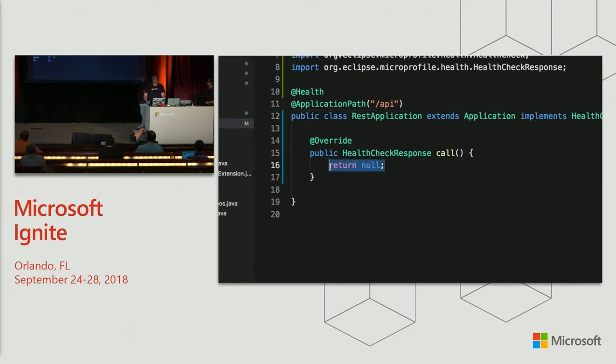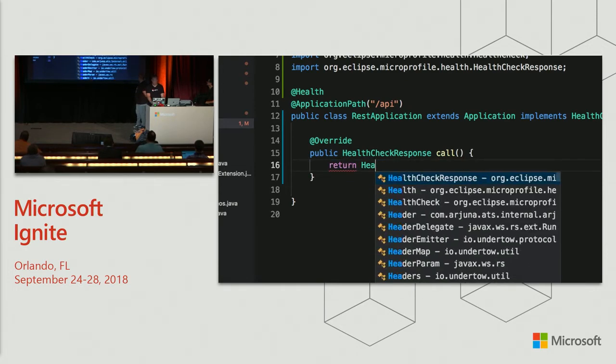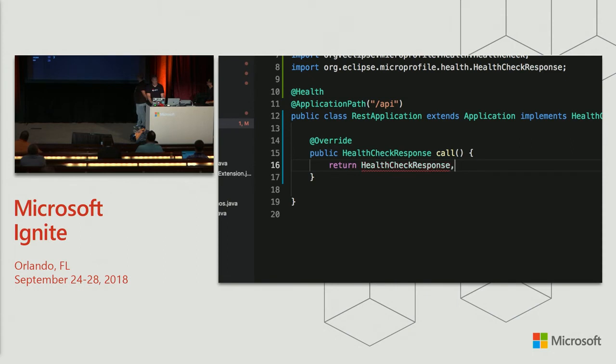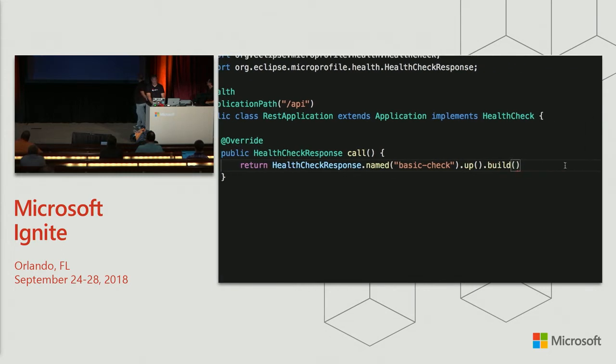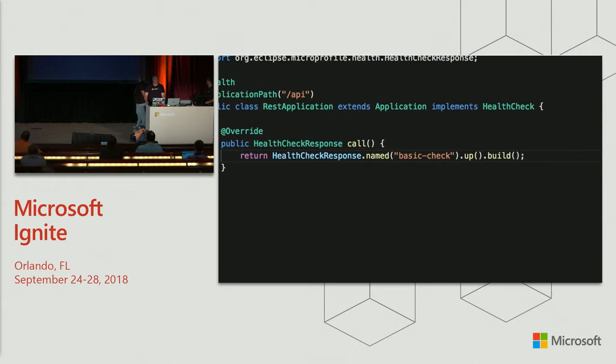I can do, as I mentioned, whatever I want here. I'm just going to do a very simple response. I'll call it basic check. Again, you can do multiple of these. I'll declare that it's up, and then I will build that since this is a factory API. And that's it. That's my simple health check.